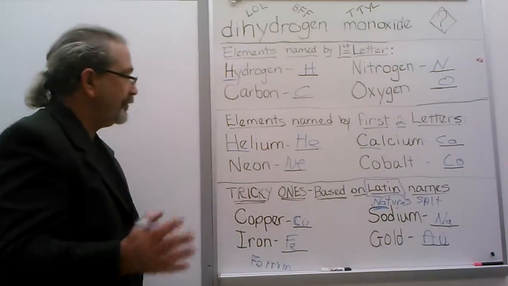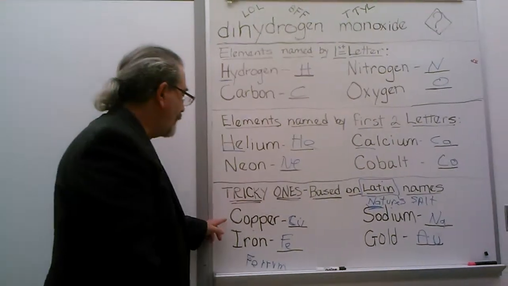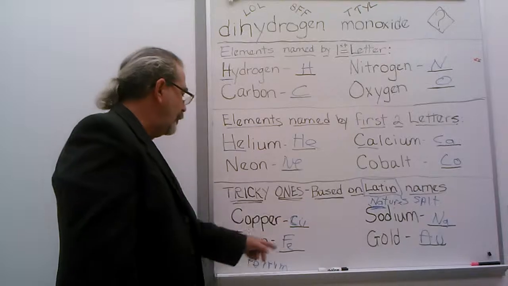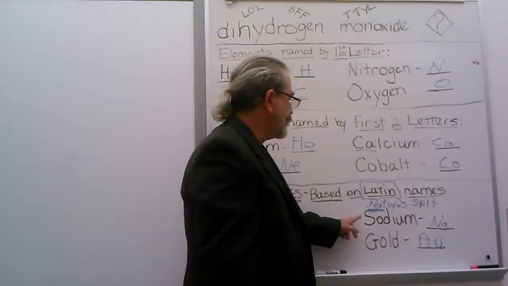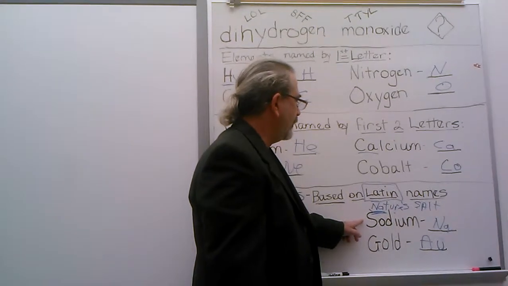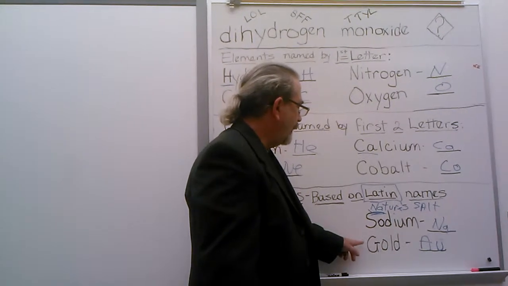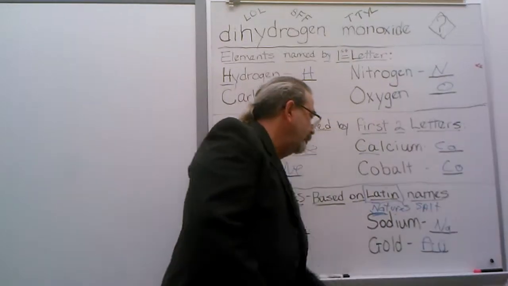So these are the tricky ones. Copper, Cu, don't let the copper see you. Don't drop the iron on your feet, Fe. Nature's salt is sodium. And gold is Au.